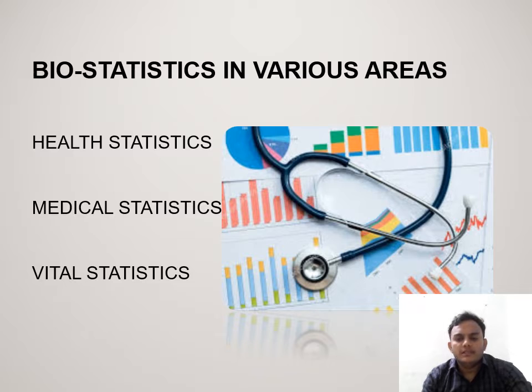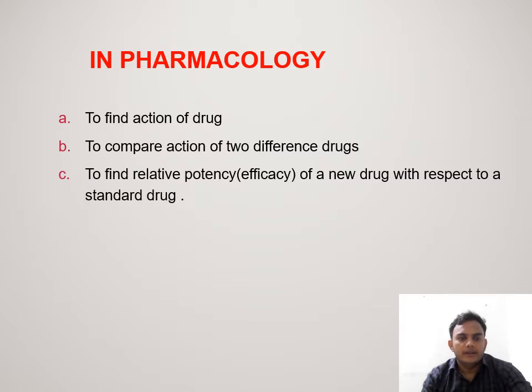Nowadays, biostatistics is widely used in areas like health statistics, medical statistics, and vital statistics. In pharmacology, it is used to find the action of a drug, to compare the action of two different drugs, to find the relative potency or efficacy of a new drug with respect to a standard drug. Basically, these comparisons are made with some statistical analysis tests and techniques.